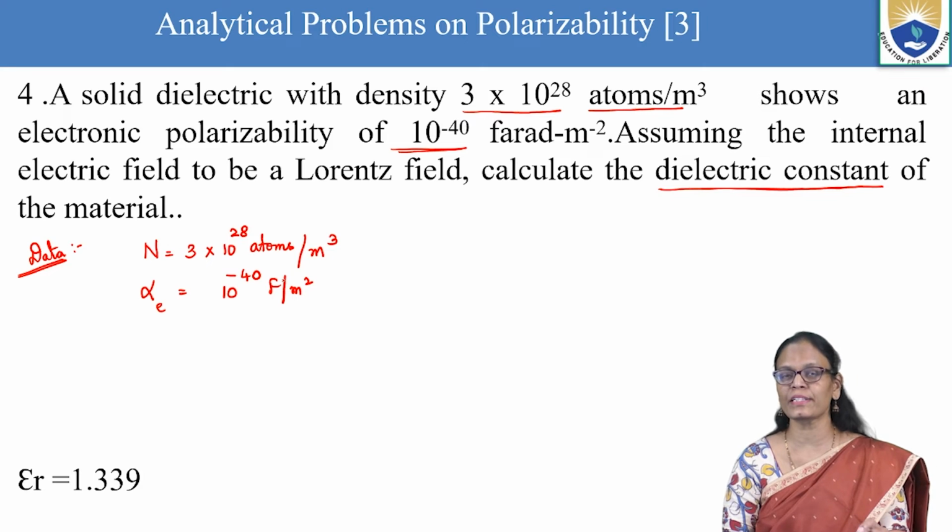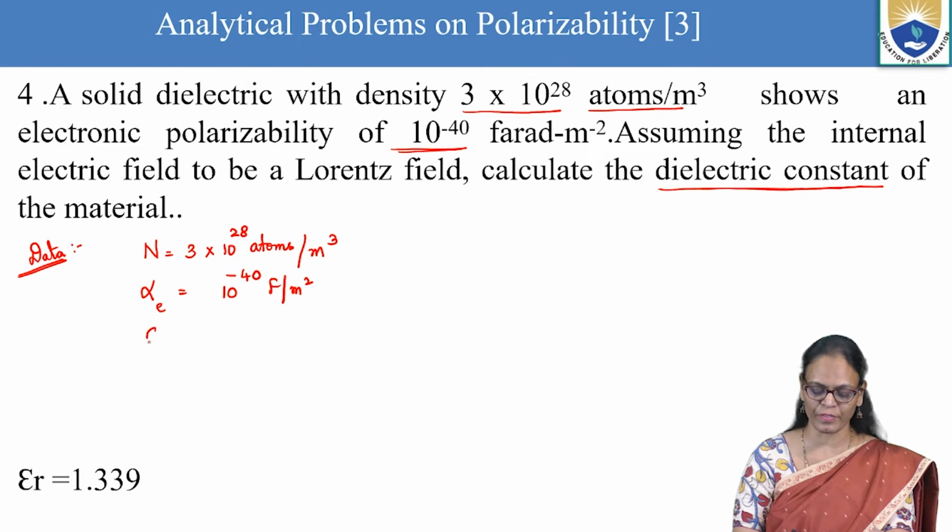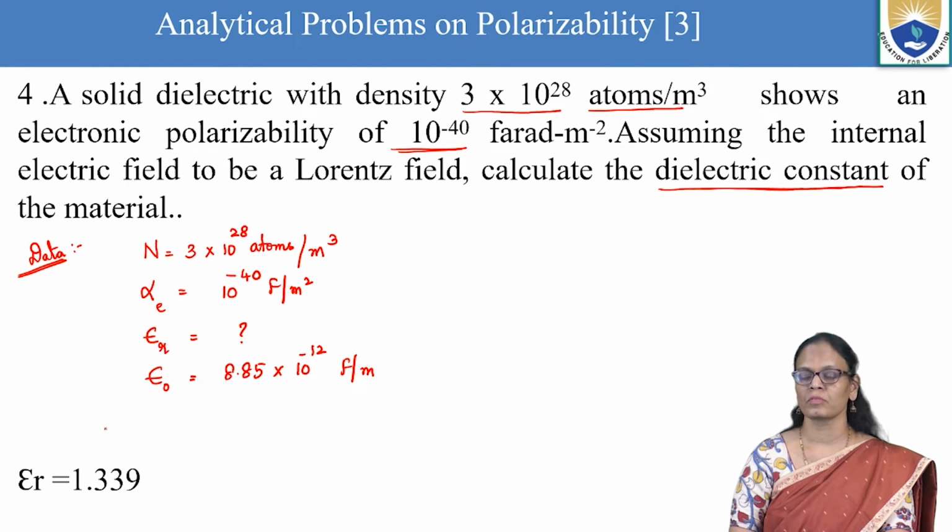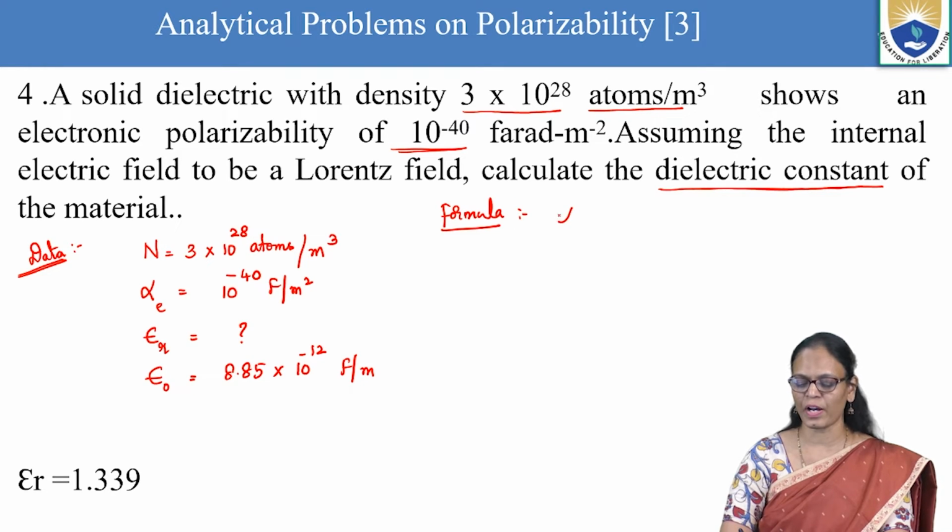And we are assuming the internal field to be a Lorentz field, and we have to calculate what? Epsilon r. We have to calculate, and epsilon naught is a constant, 8.85 into 10 power minus 12 farad per meter. So, we are going to use the formula which we have used before. What is the formula we have used? Alpha E is equal to epsilon naught into epsilon r minus 1 upon N.